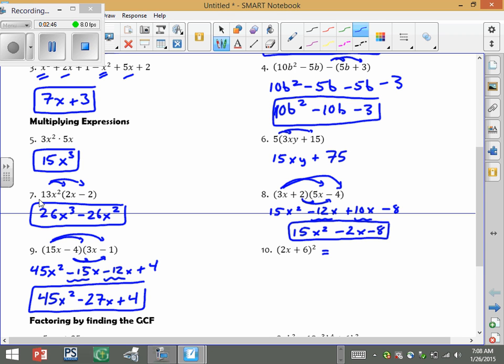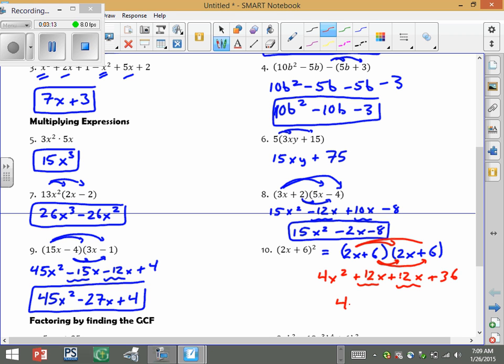And then finally, this is one of those we have to remember, you don't ever distribute an exponent in these situations. You have to do this as a FOIL. So again, first, so you have 4x squared, outer 2x times 6 is plus 12x. 6 times 2x is plus 12x. And then 6 times 6 is plus 36. Clean up the like terms. We end up with 4x squared plus 24x plus 36.